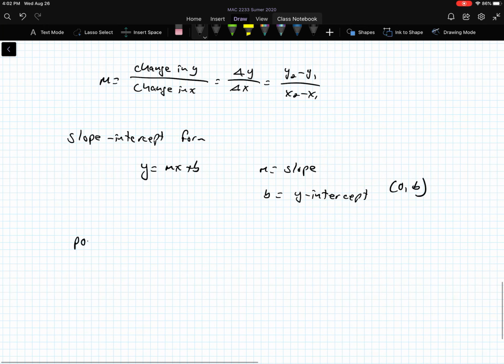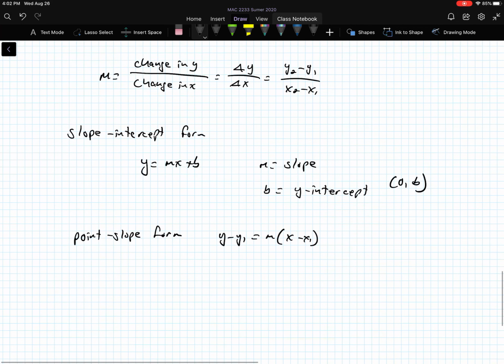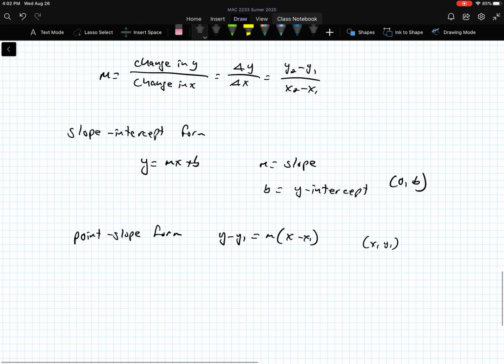The next one is point-slope form. So that's y minus y1 is equal to m times x minus x1. And that's the point-slope form. Of course, (x1, y1) is the point, and m is the slope, just like the other ones.